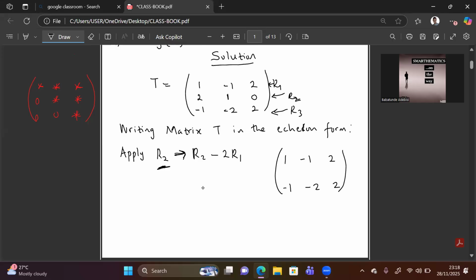So 2R1, that's 2 multiplied by all of R1. So we'll be having 2, minus 2, 4. When you multiply the whole of R1 by 2, you get 2, minus 2 and 4. So I take that away from what we have in R2, that's 2, 1, 0. If I take away 2, minus 2, 4 from 2, 1, 0, that will be 2 minus 2, that will be 0.